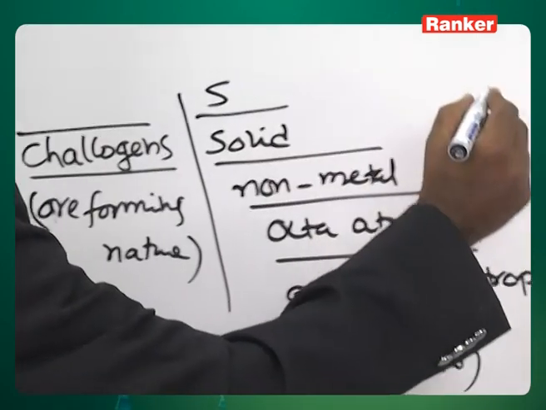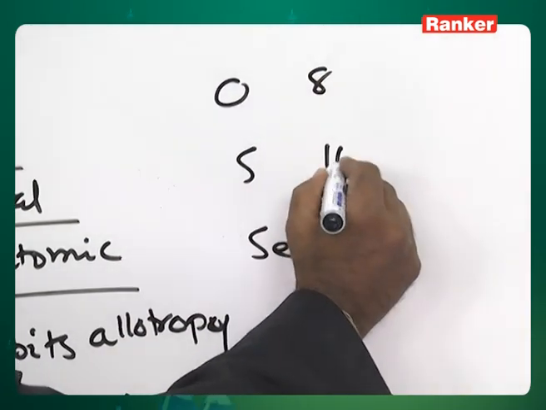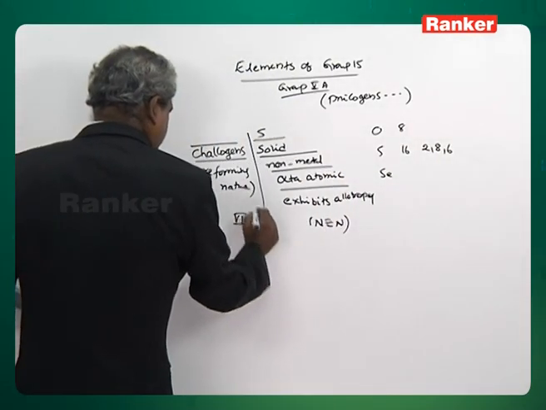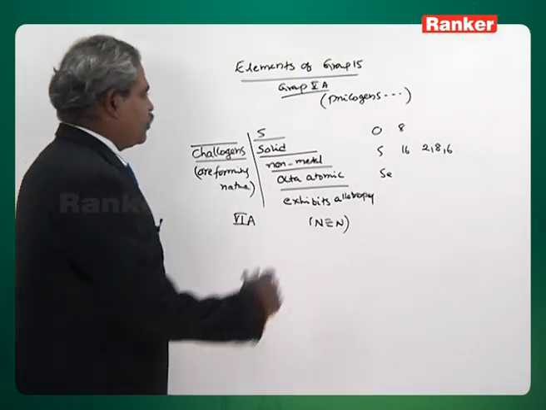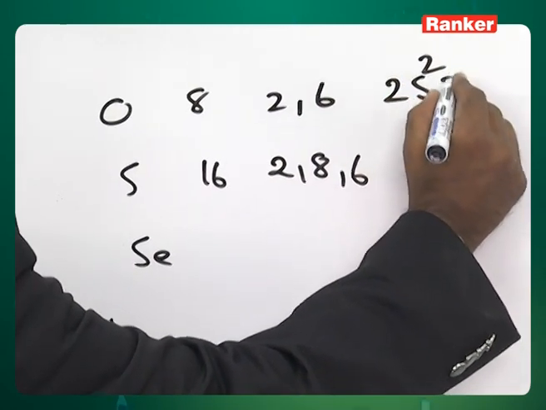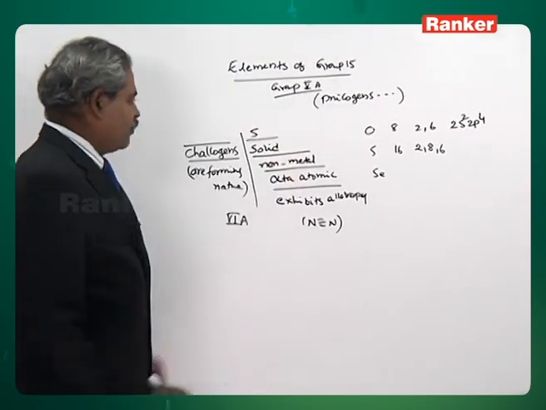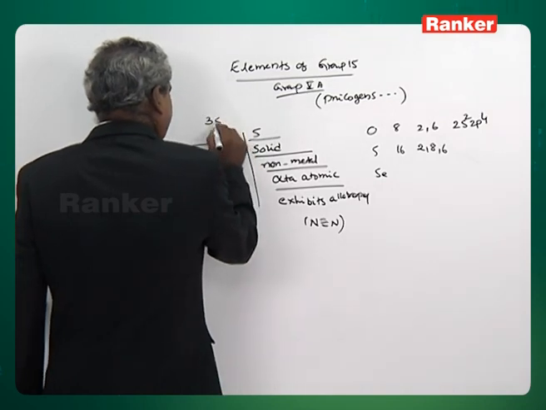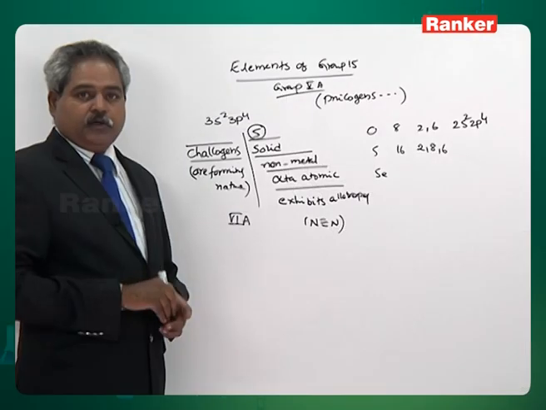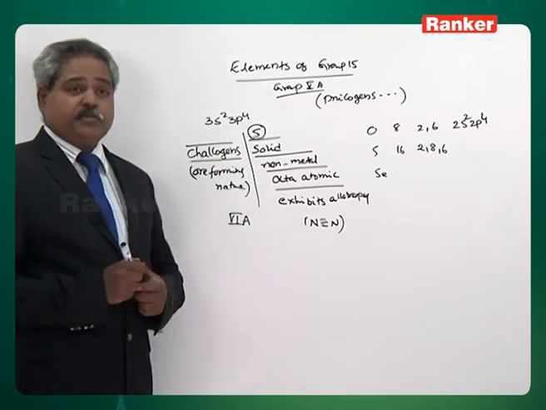You know oxygen, sulfur, selenium, oxygen 8, 16, sulfur belongs to 6A of the periodic table. Since you know the electronic configuration of oxygen, 2s2, 2p4, I told you 6, divide the 6 between s and p, 2s2, 2p4, sulfur 3s2, 3p4. The outermost electronic configuration is 3s2, 3p4. So, physical state, atomicity, and you know sulfur exhibits allotropy.